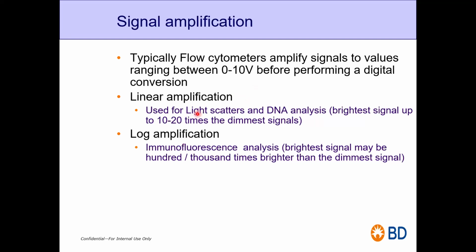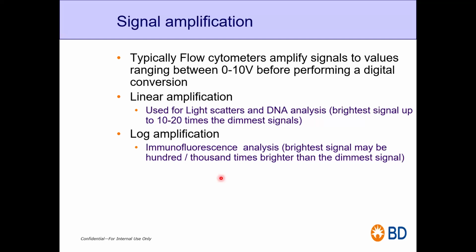In linear, let's say between one population and another population, the difference between the brightest and dimmest population is not that much, somewhere around 10 to 20 times. But when we use log, in one log there is somewhere around thousand-fold change. So in immunofluorescence assays, if you have a negative and positive, the difference comes in multiple thousands. That's why we use the log amplification.